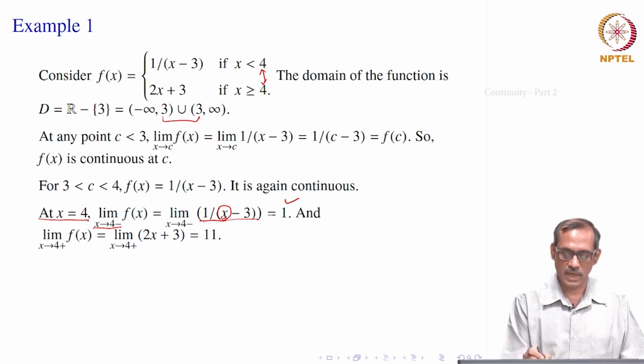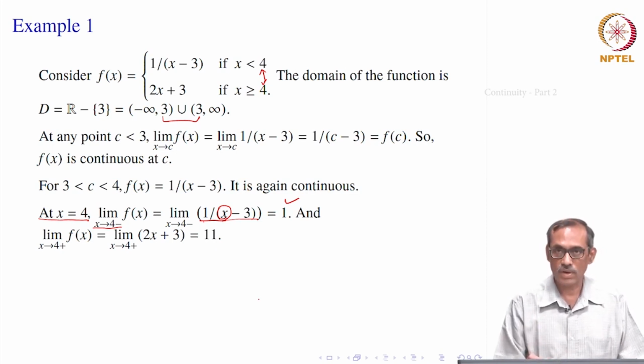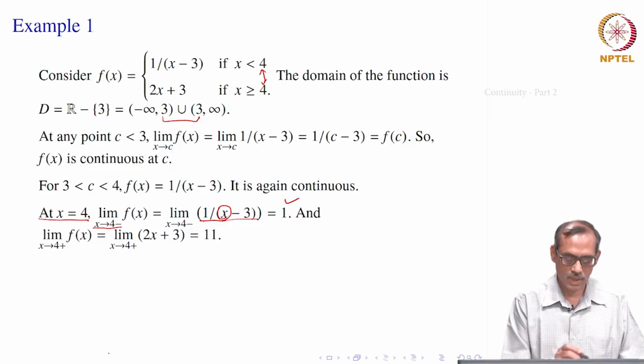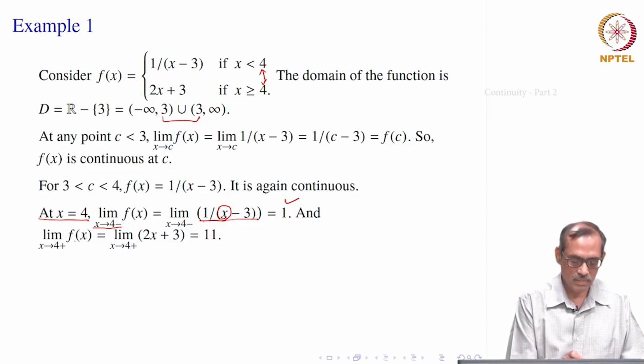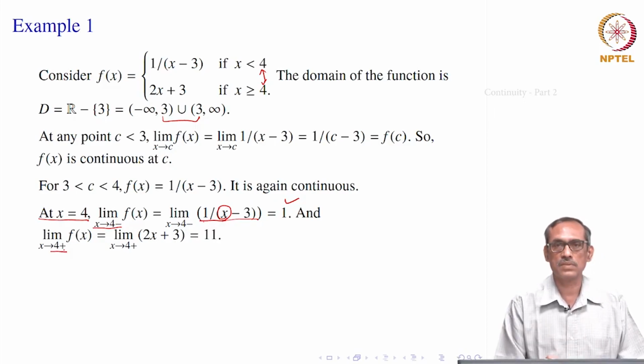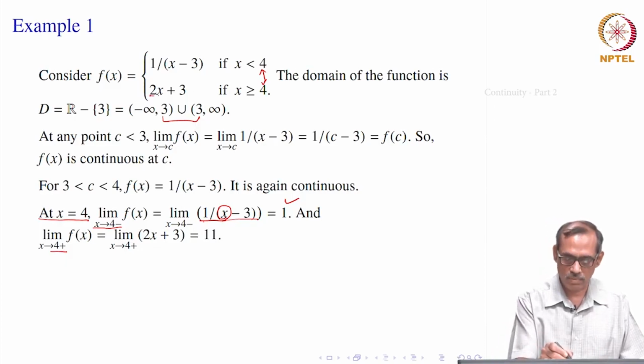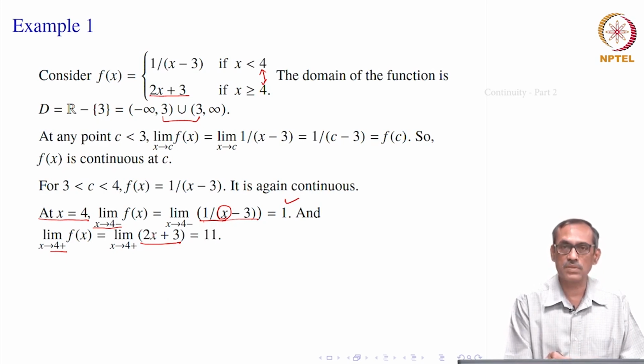So, its left sided limit at 4 is 1. What about the right sided limit? Limit of f(x) as x goes to 4 plus. So, the other one, 2x plus 3, is applicable. We take the limit at 4 plus of 2x plus 3, that is again from the algebra of limits 2 times 4, which is 8, plus 3, which is 11.